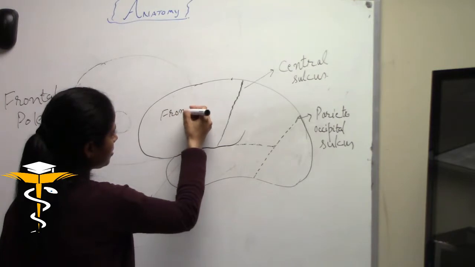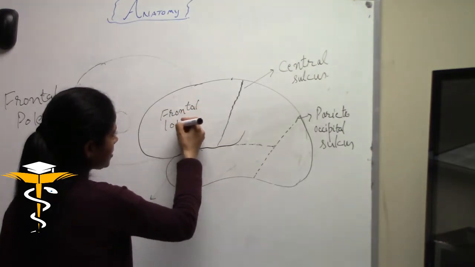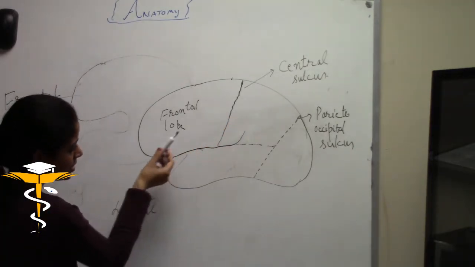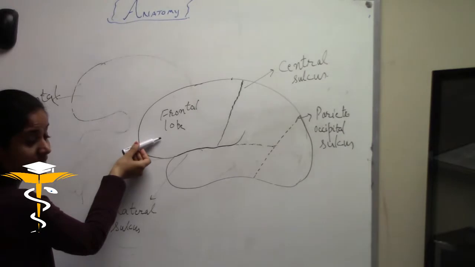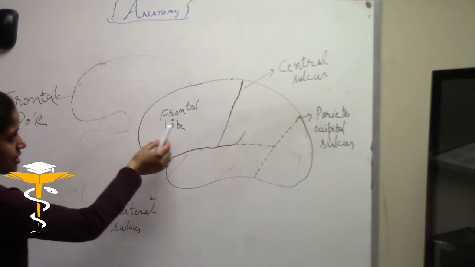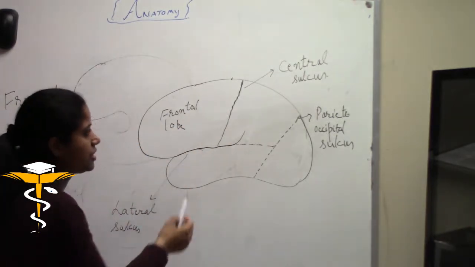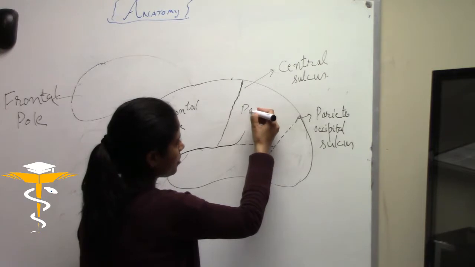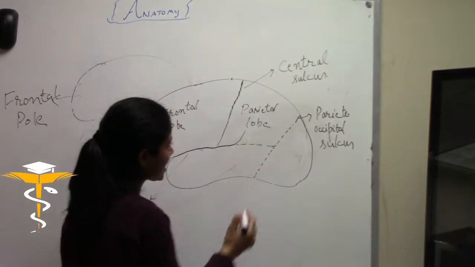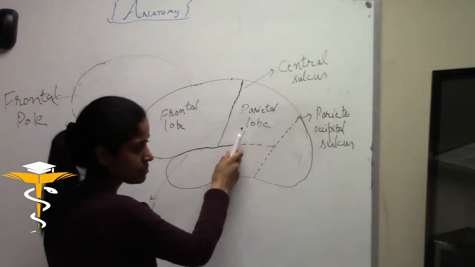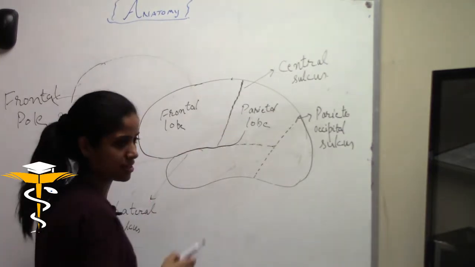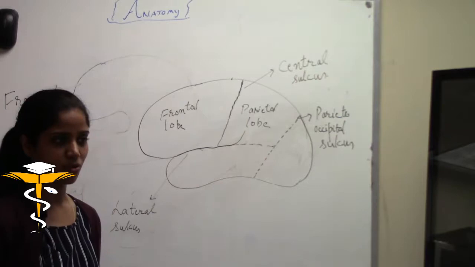frontal lobe, which is that lobe of the cerebrum which is lying in front of the central sulcus and above the lateral sulcus. Is it clear? The lobe lying in front of the central sulcus and above the lateral sulcus is named as frontal lobe. The second lobe is the parietal lobe, which is lying behind the central sulcus, in front of the parieto-occipital sulcus and above the lateral sulcus. This lobe is the parietal lobe.